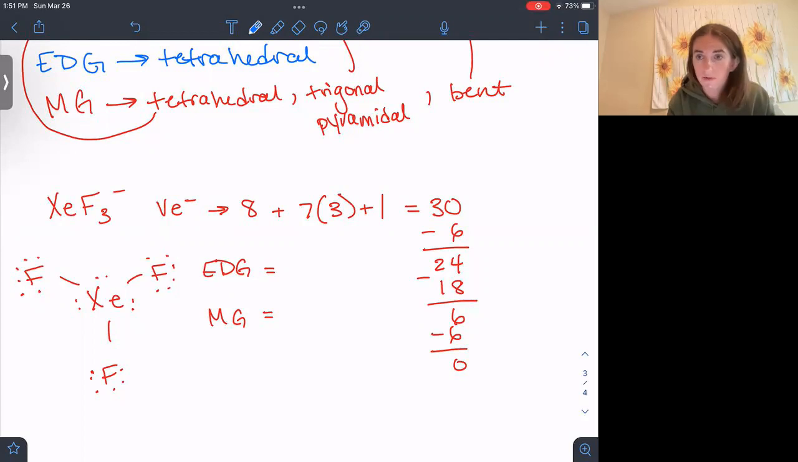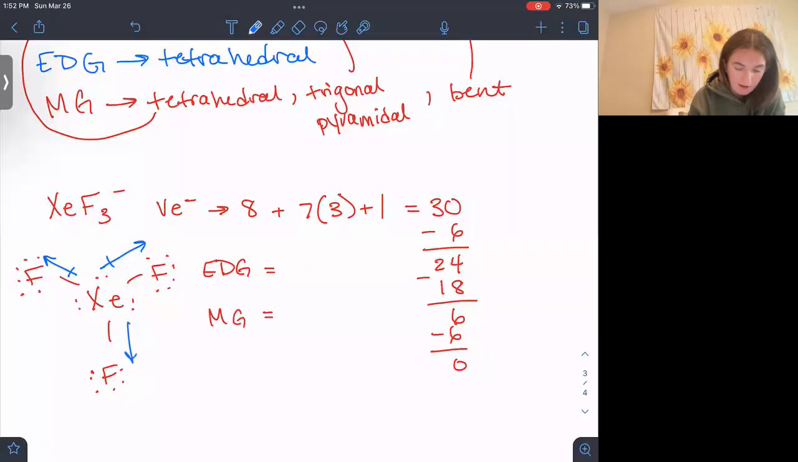Do we have any polar bonds here? Yep, we have 3 polar bonds. How would we draw those in? Yep, so we're going to go from the Xe towards the F. Fluorine is more electronegative than xenon. And so since there's a difference in electronegativities, right, we have 2 different elements, that's going to mean it's going to be polar. So all 3 of these will have polar bonds. You point towards the fluorine because that one's more electronegative.